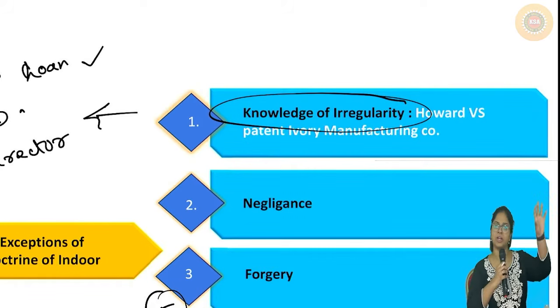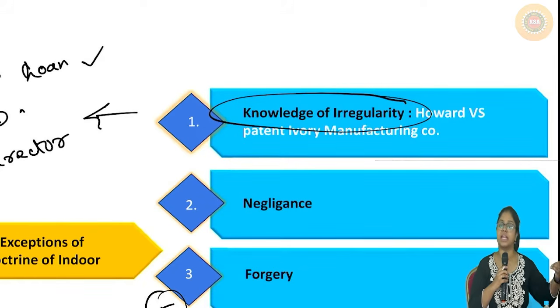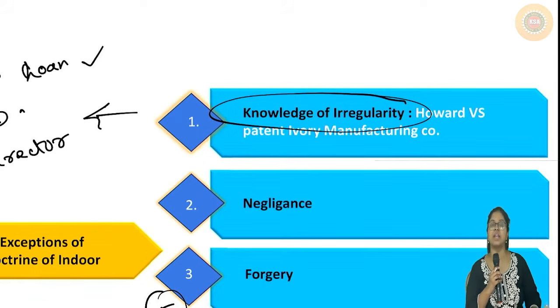The exception says yes, we will protect the outsiders. Assume the procedural part has all been followed, that is okay, you don't have to come and check it every time. But if you had knowledge of irregularity, and still went forward with the contract, now is that contract void?